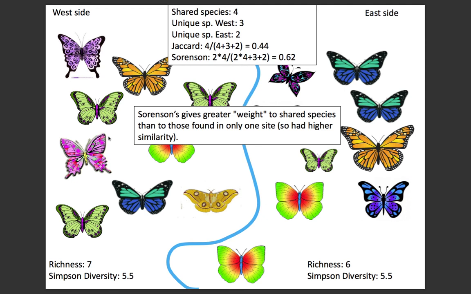Jaccard shows lower similarity, whereas Sørensen shows slightly higher similarity because of the different weighting of the unique pools. Sørensen's gives greater weight to shared species than to those found in only one site.